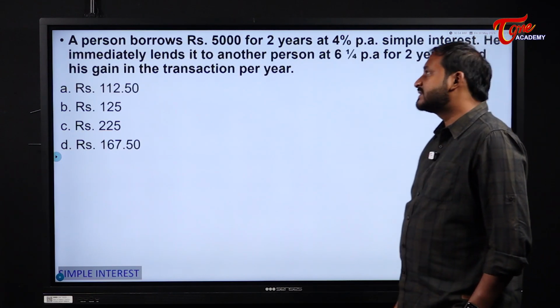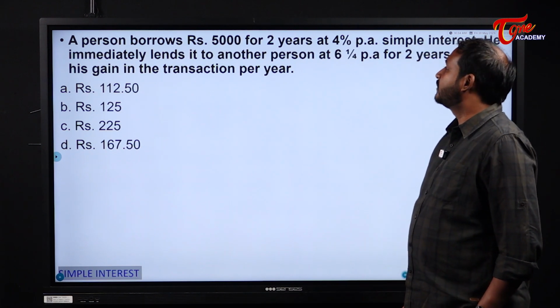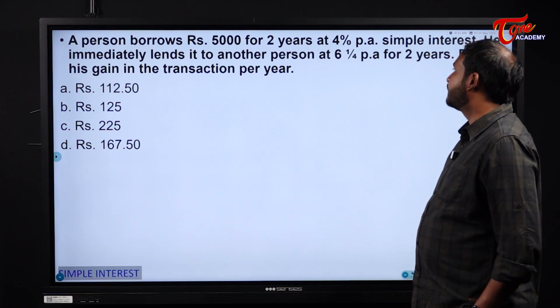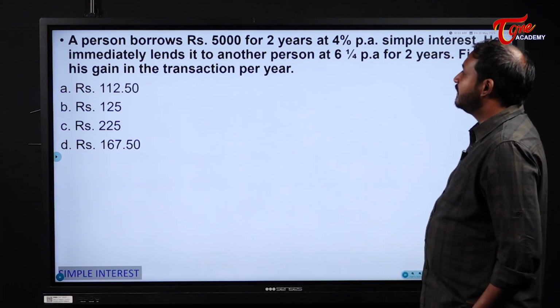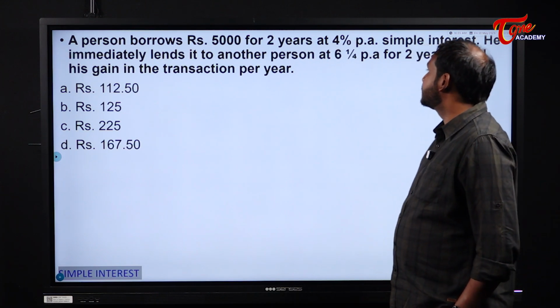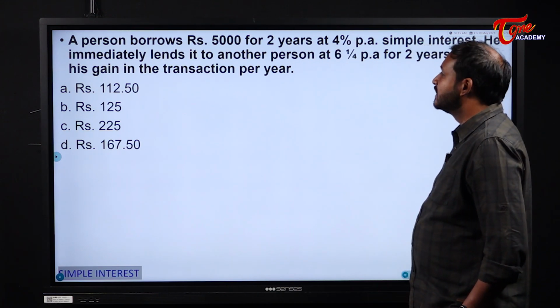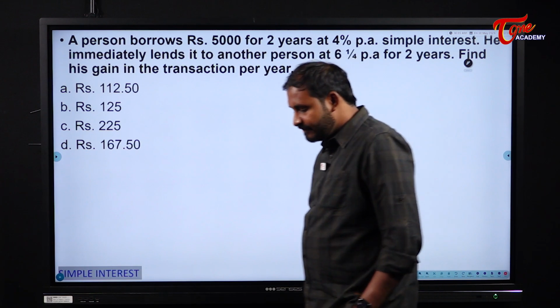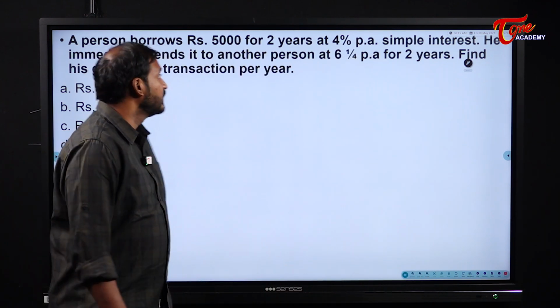A person borrows 5,000 for 2 years at 4% per annum simple interest. He immediately lends it to another person at 6 1/4% for 2 years. Find his gain in the transaction per year. Okay. Now what has he done?